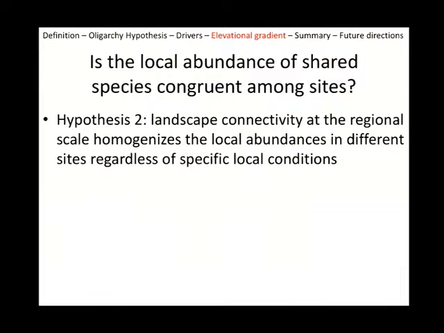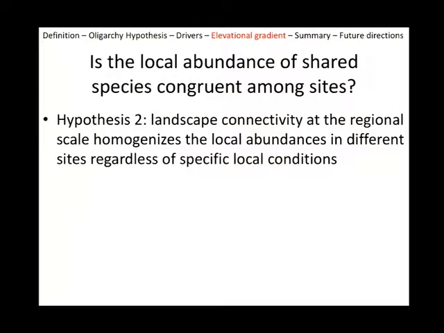The second hypothesis emphasizes the role of connectivity between sites, regardless of the environmental conditions. And this hypothesis states that to have correlated abundances between different sites, we need connectivity between the different sites. If the different sites are disconnected, the abundances of the species will be different just by drift, stochastic drift in abundances.